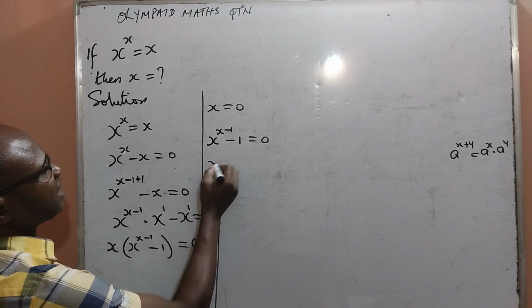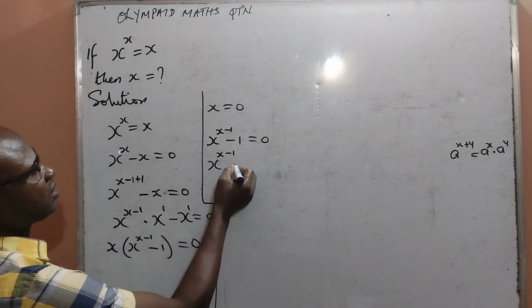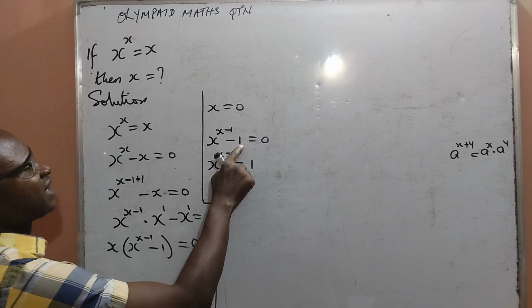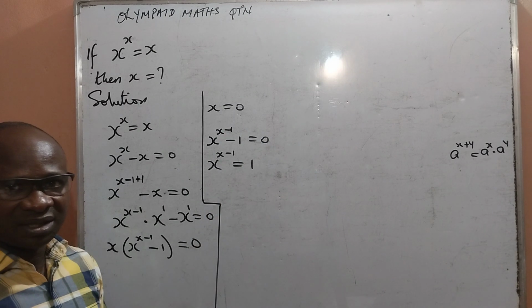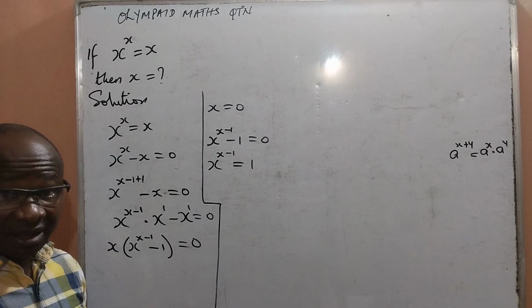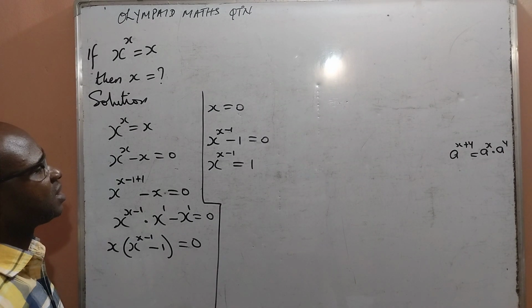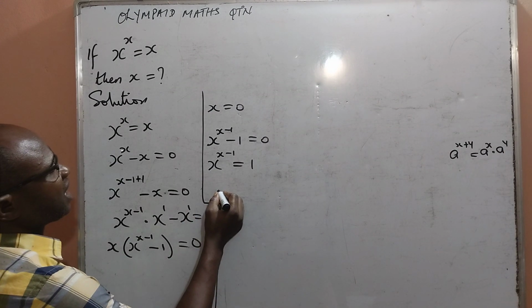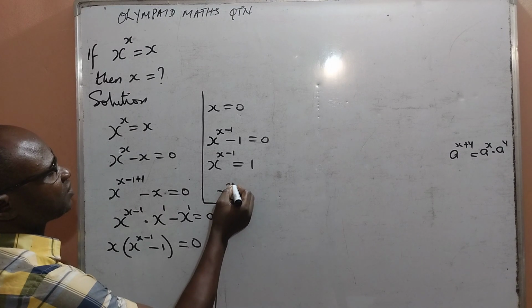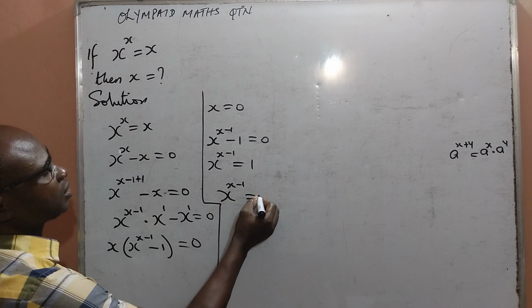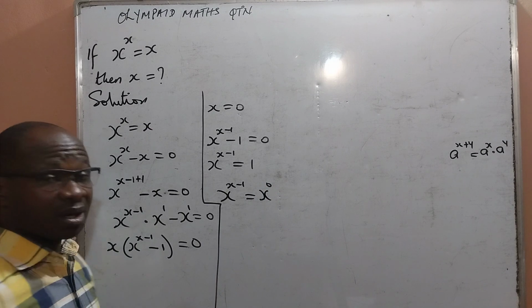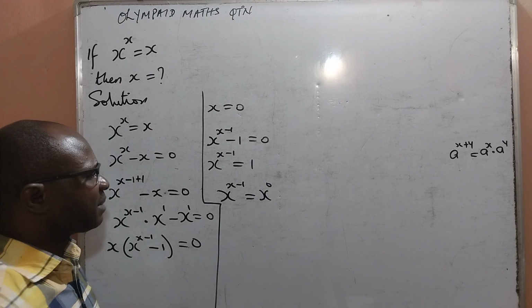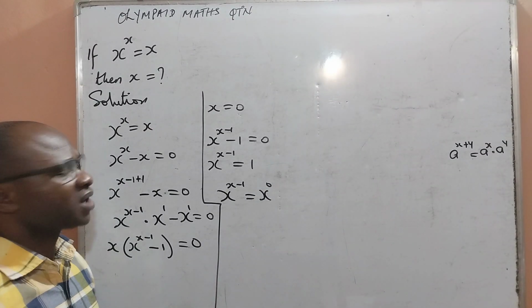Meaning that I can write it as x raised to power x minus 1 equal to 1. That is moving negative 1 to the right hand side, which gives me a positive 1. But 1 can also be represented as x raised to power 0. So I have x raised to power x minus 1 equal to x raised to power 0. By law of indices, any number or letter raised to power 0 is 1.